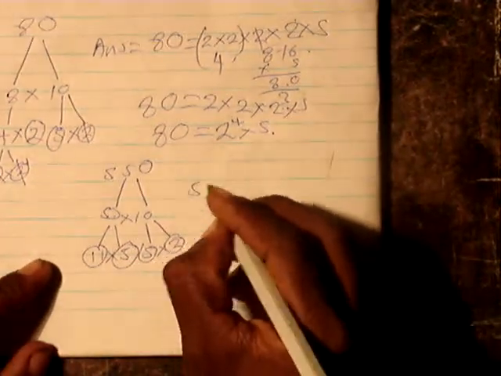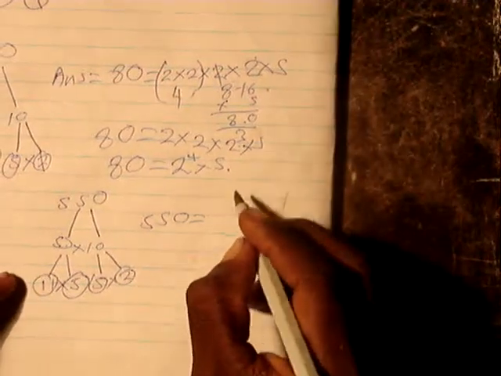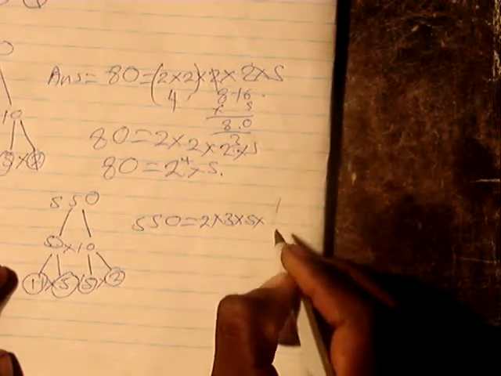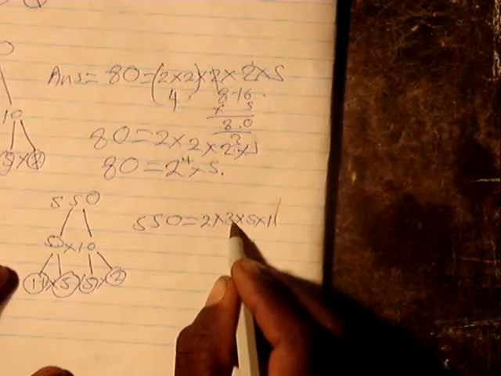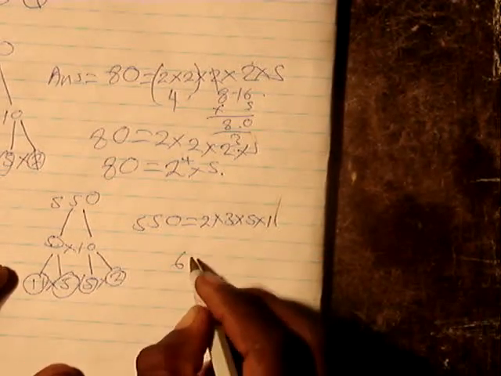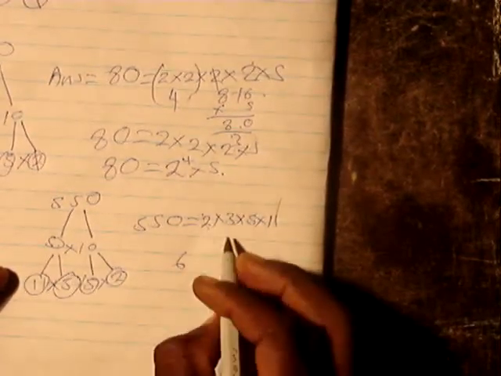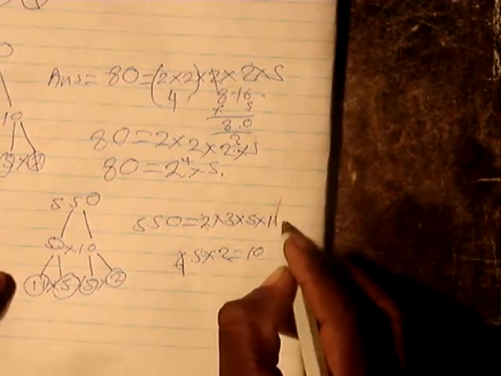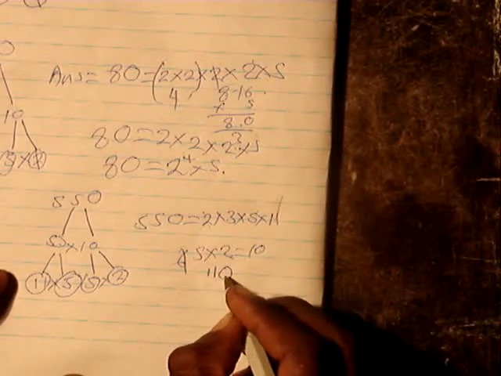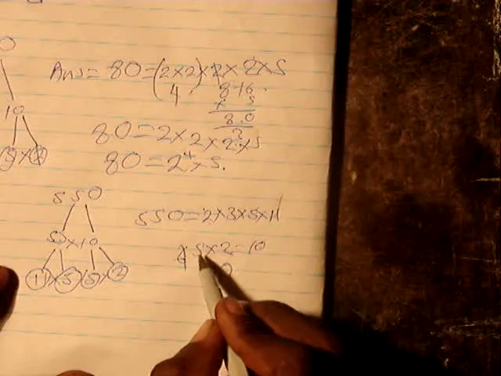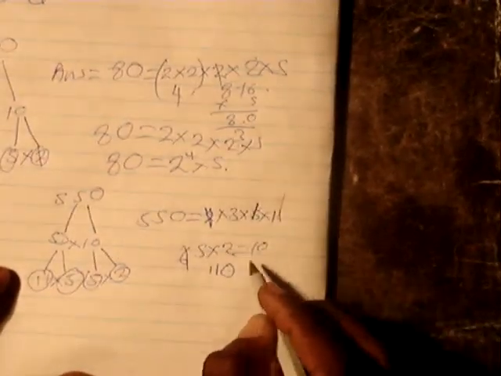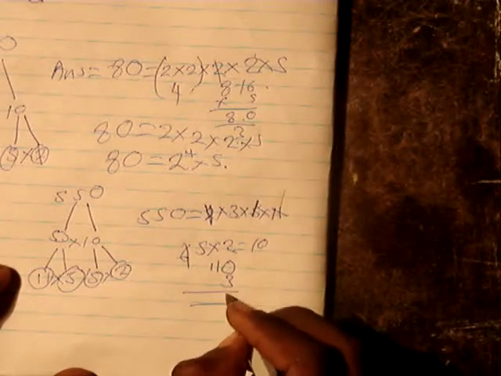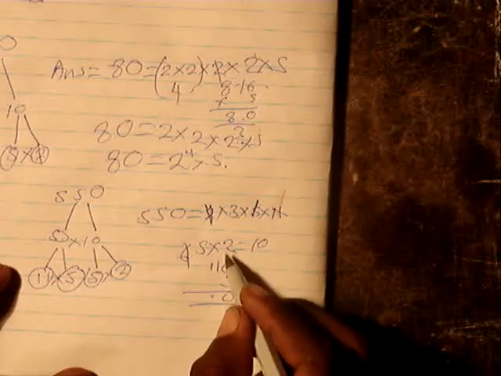So its answer is 550 is equal to 2 times 3 times 5 times 11. Let's check: 5 times 2 is equal to 10, and 10 times 11 is 110, and 110 times 3, that is not 550. We made a mistake here.